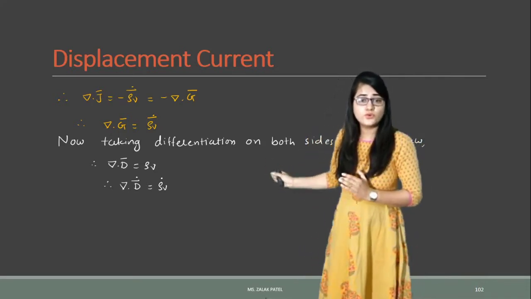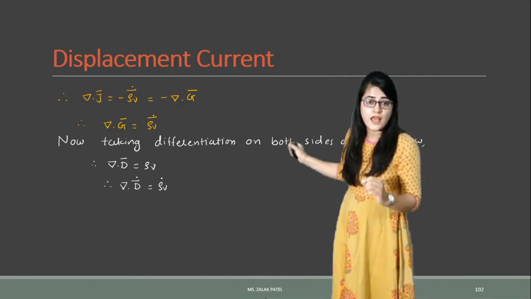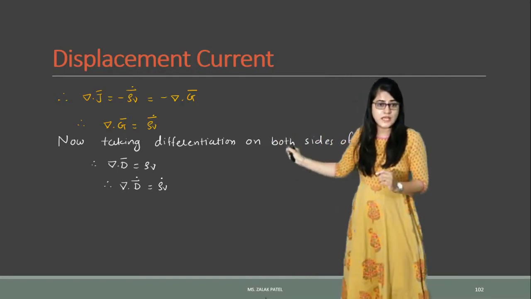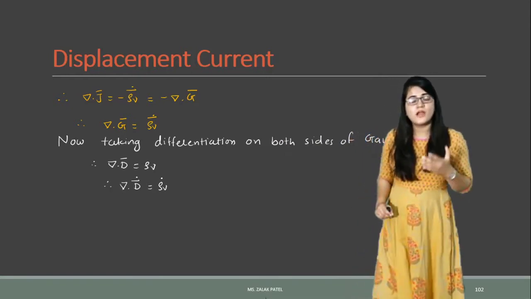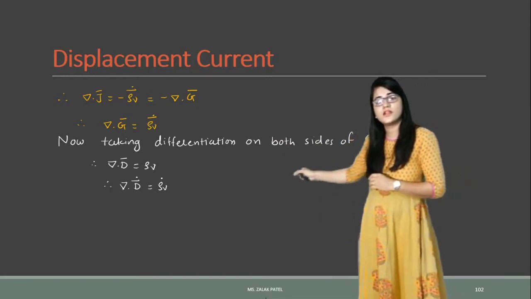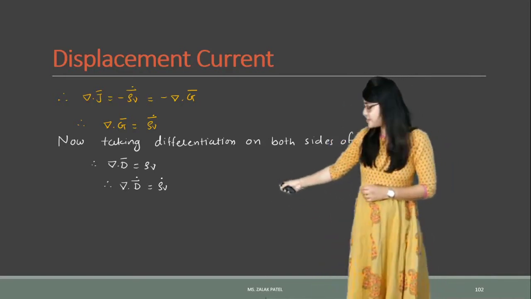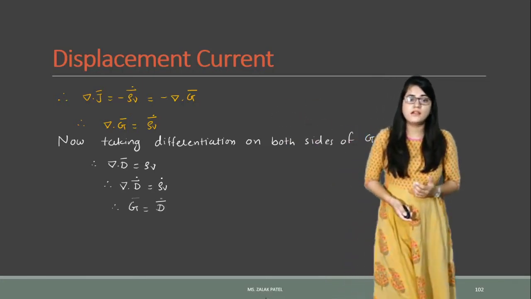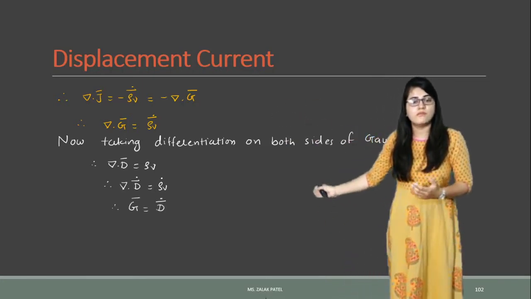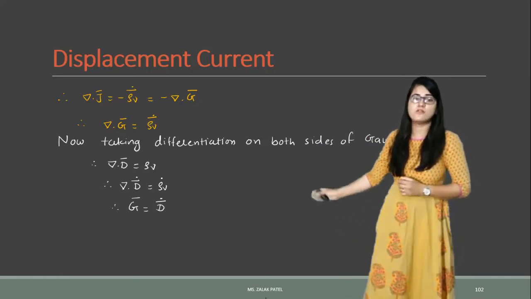Now if you do the differentiation of this equation, it becomes ∂/∂t of ∇·D equal to ∂ρv/∂t. Now this ∂/∂t term can be written in terms of dot. So again you have to compare this last equation with the second equation. So obviously you get ∇·G equal to ∇·D dot. Del is there on both sides, so you can say that G is equal to D bar dot.